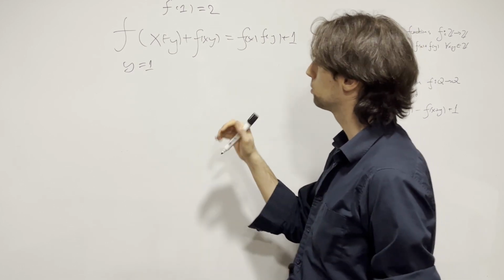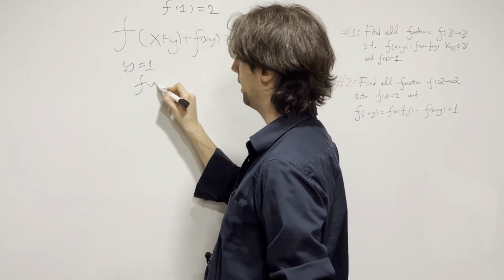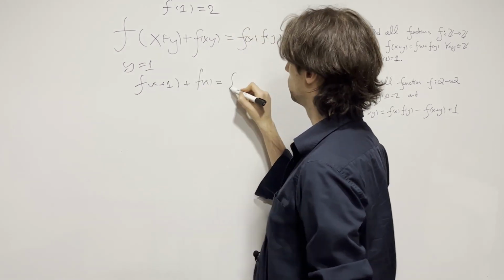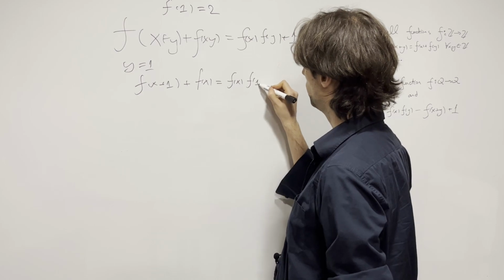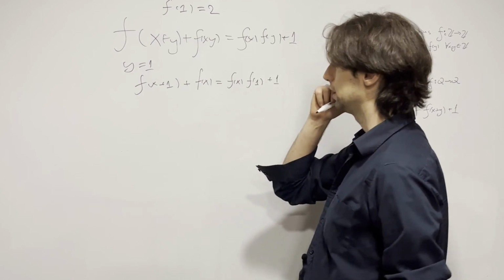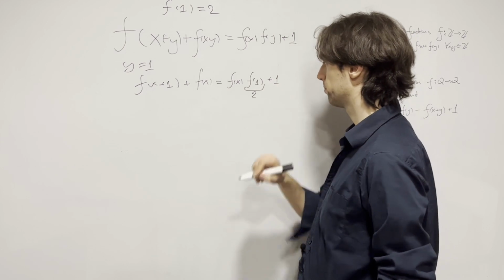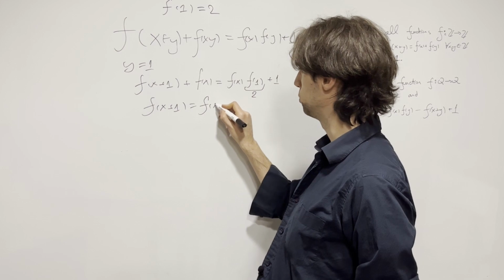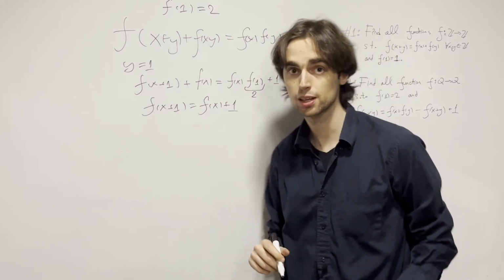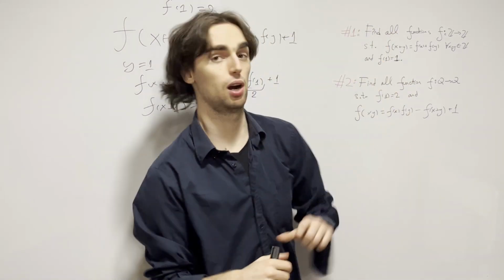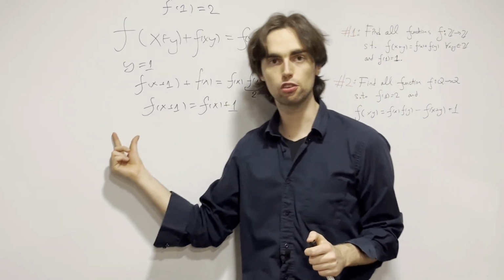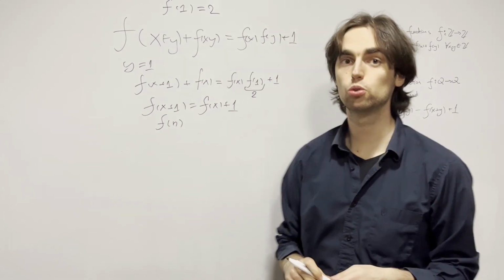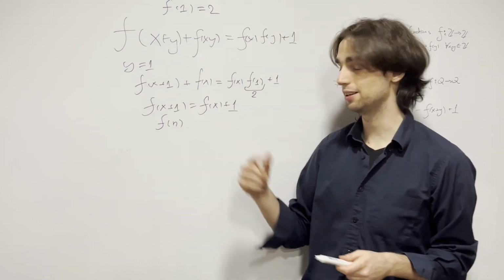And what do we have? For y equals 1, we have f of x plus 1 plus f of x is equal to f of x times f of 1 plus 1. Now, f of 1 is equal to 2. So we will have f of x plus 1 is equal to f of x plus 1. And now, just like in the previous problem, we have this relationship, and we can get that f of n is equal to what? For every positive integer n.